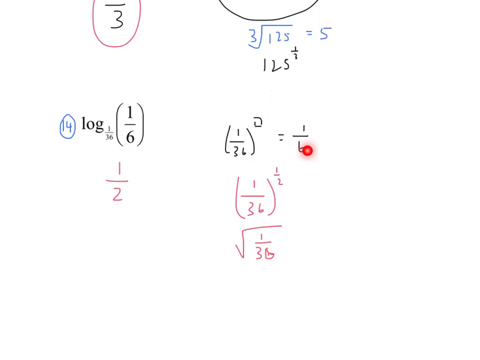So hopefully you were successful with that. If you're having a little bit of trouble with this, I really recommend going back and doing a review of fractional exponents and/or negative exponents. And we'll practice some more in class.